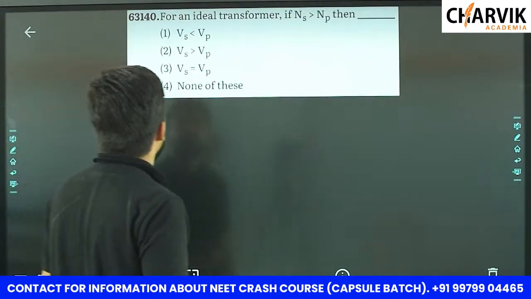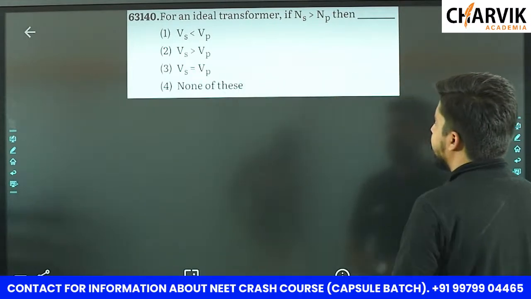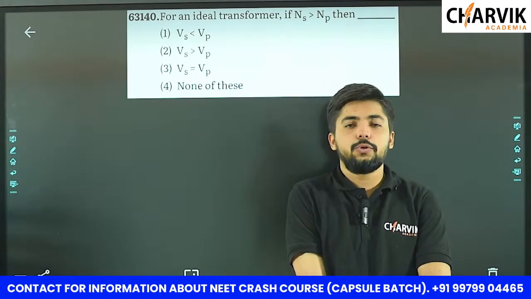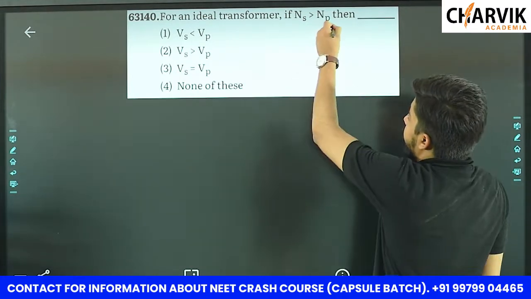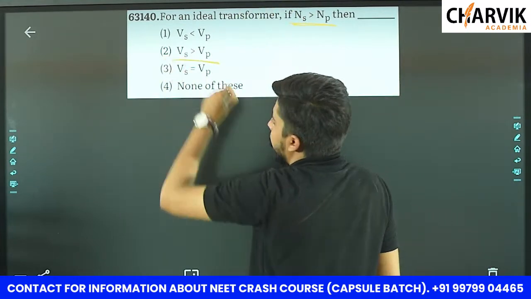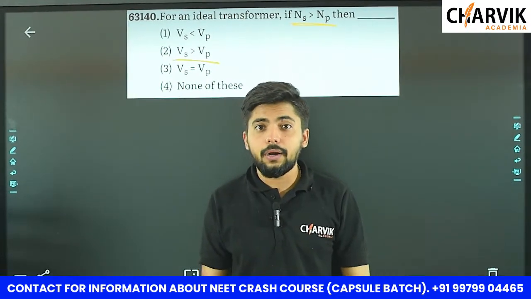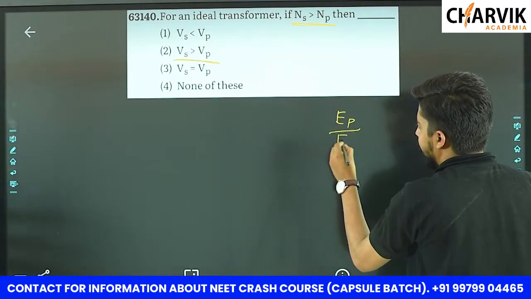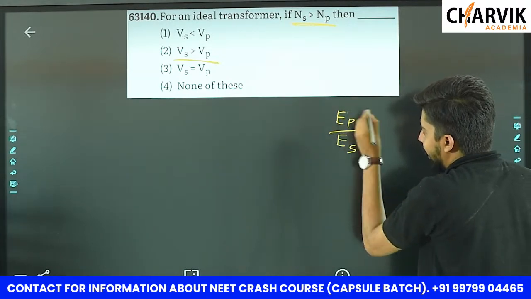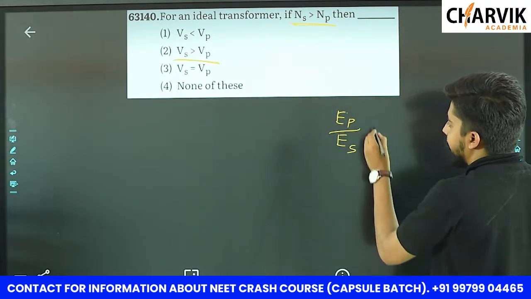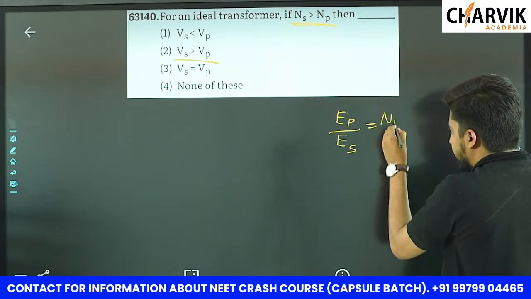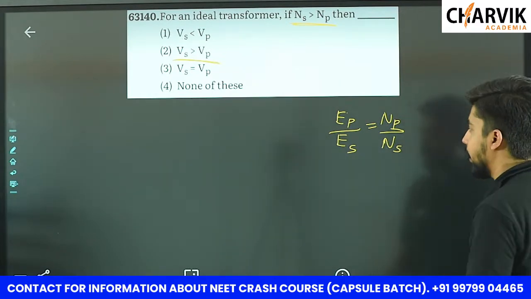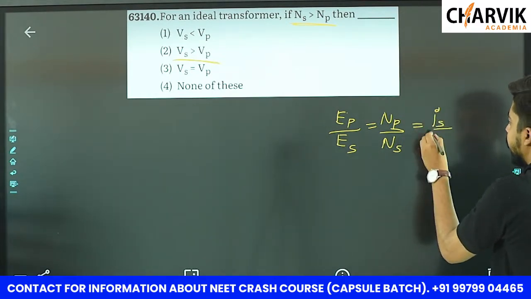Okay, next question. For an ideal transformer, if NS is greater than NP, then, so for the ideal transformer, you should remember the relations between number of turns and voltage. And there is also a relation between the current. What are those relations? EP divided by ES, which is the voltage produced in the primary coil divided by the voltage produced in the secondary coil, is equal to NP divided by NS, number of turns in primary divided by number of turns in secondary, which is equal to IS divided by IP.